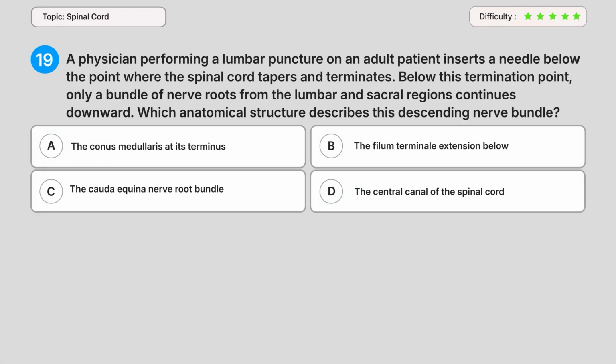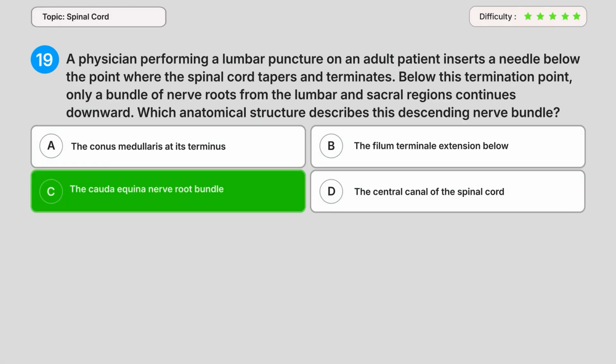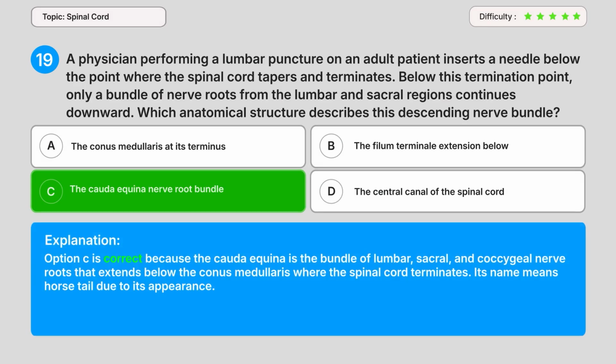Correct answer, C. The cauda equina nerve root bundle. Explanation. Option C is correct because the cauda equina is the bundle of lumbar, sacral, and coccygeal nerve roots that extends below the conus medullaris where the spinal cord terminates. Its name means horsetail due to its appearance.